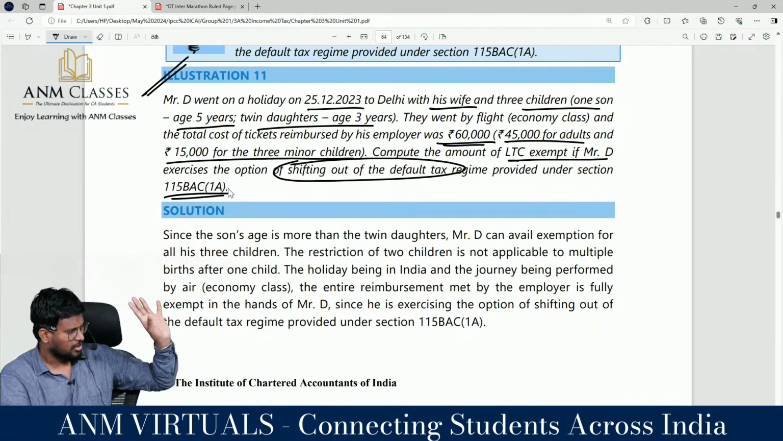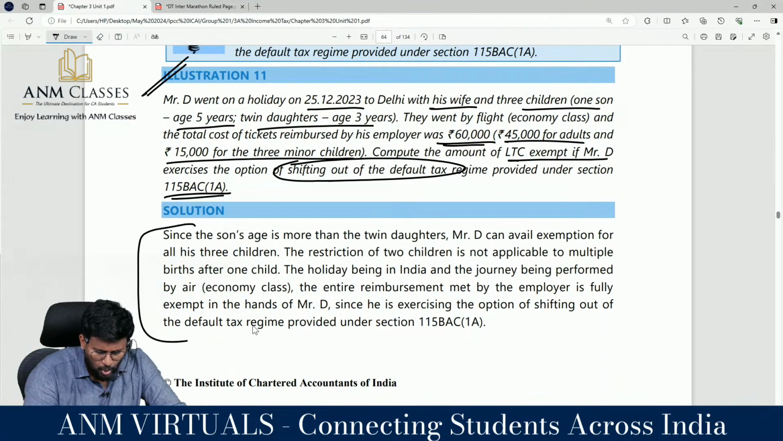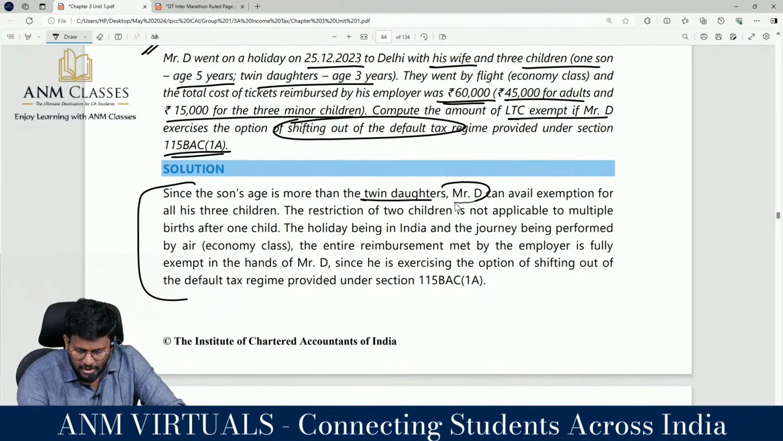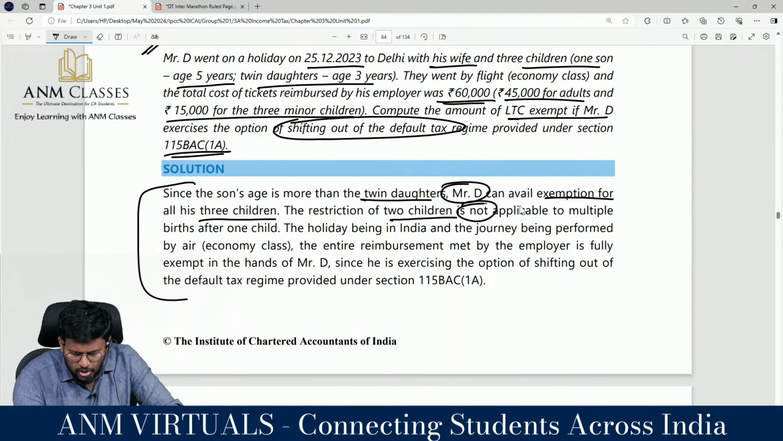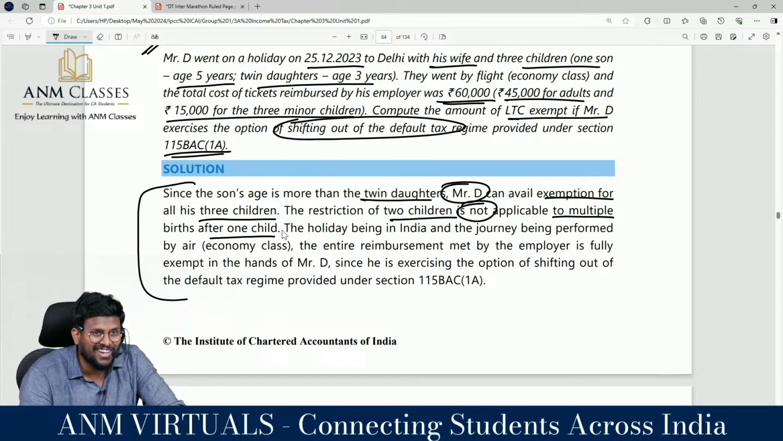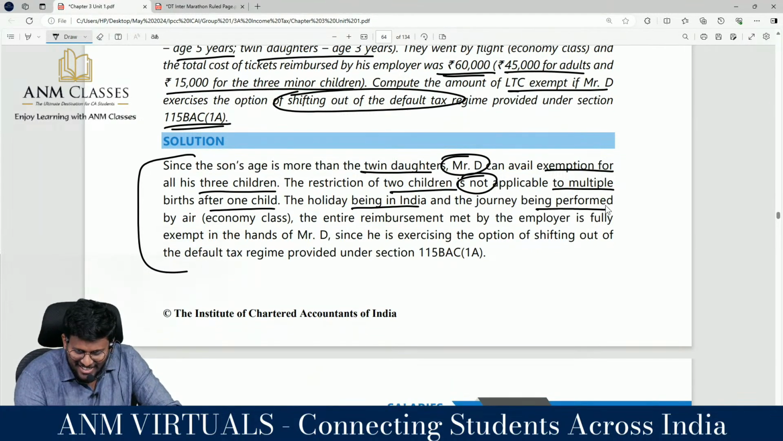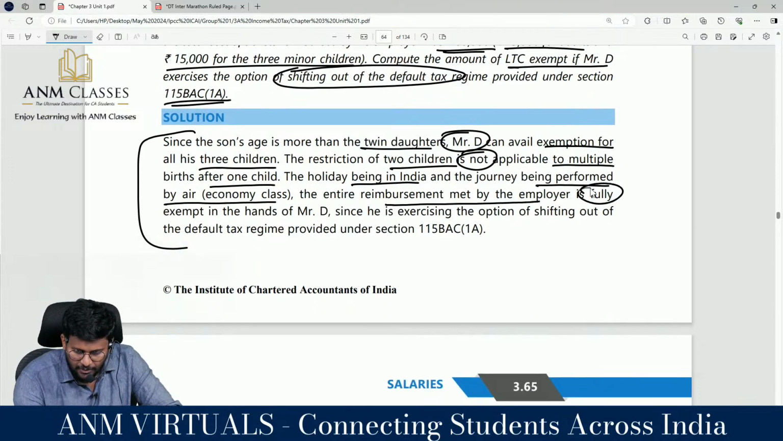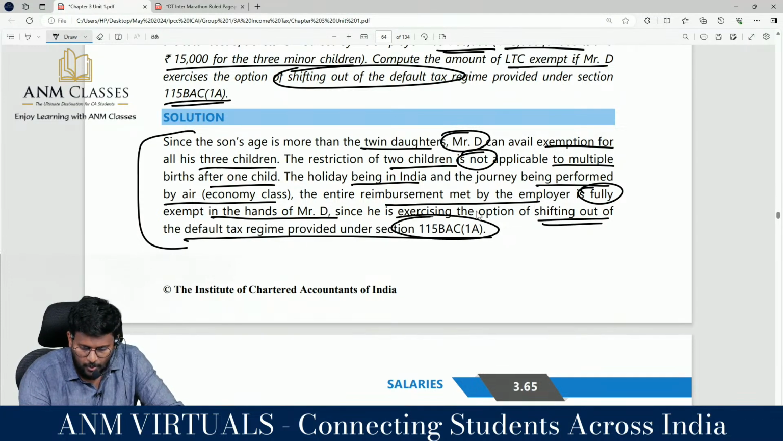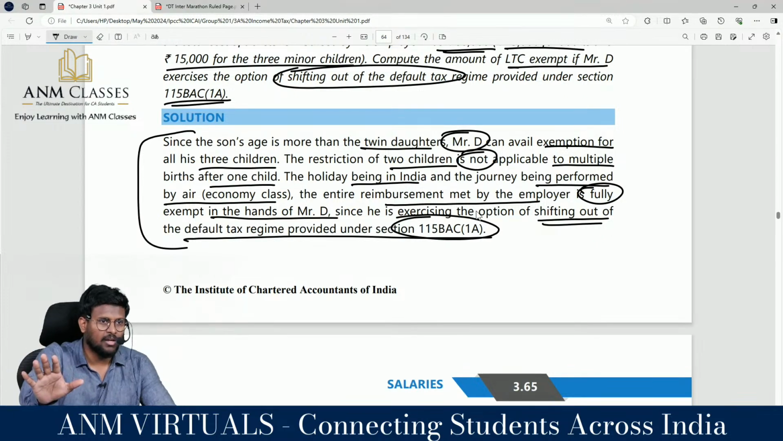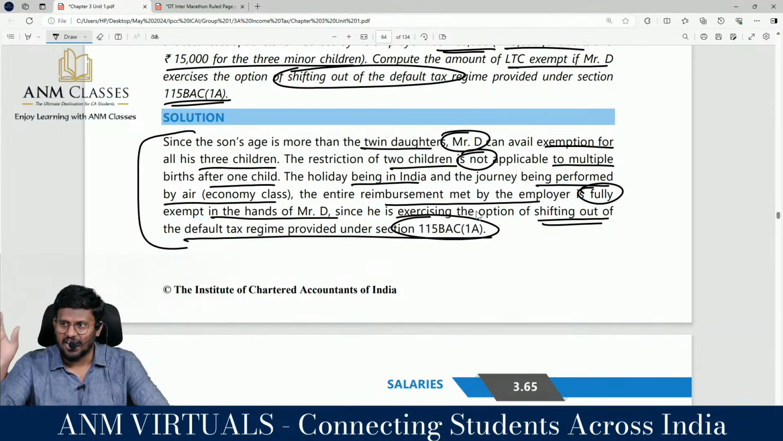Fully allowed. Yes, sir. Since the son's age is more than 1 year, Mr. D can avail exemption for his children. Restriction of 2 children is not applicable to multiple birth after 1 child. The holiday being in India and the journey being performed by economy class, the entire reimbursement made by the employer is fully exempt in the hands of Mr. D, if he is exercising the option of shifting out of the default tax regime provided under 115BAC subsection 1A. With this, illustration 10 from the salary comes to an end.